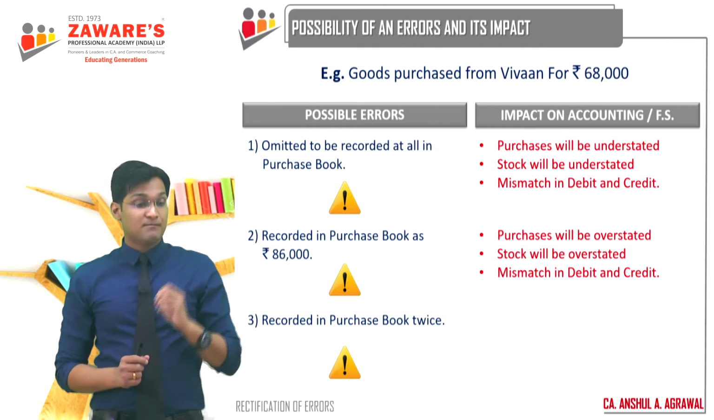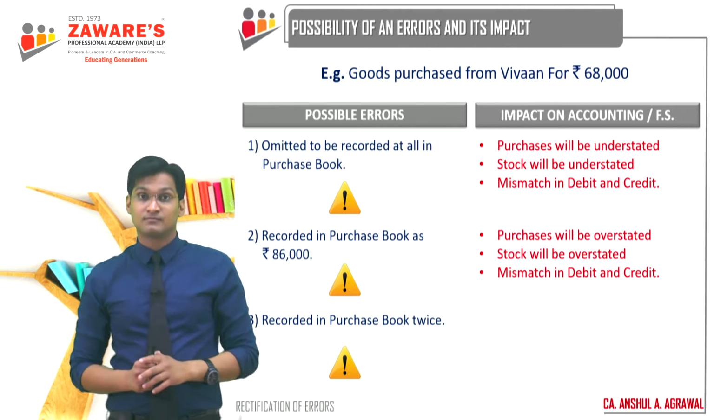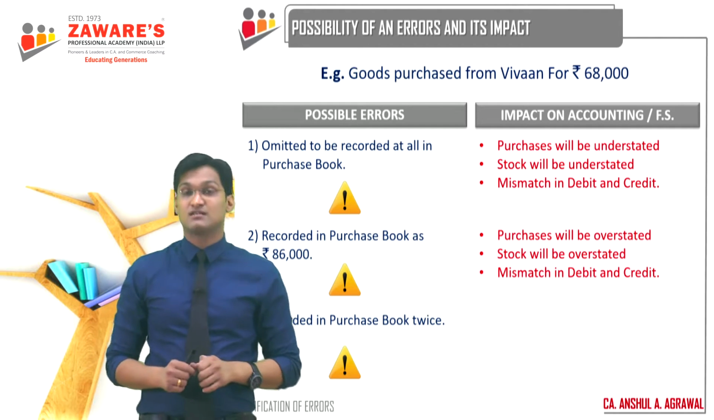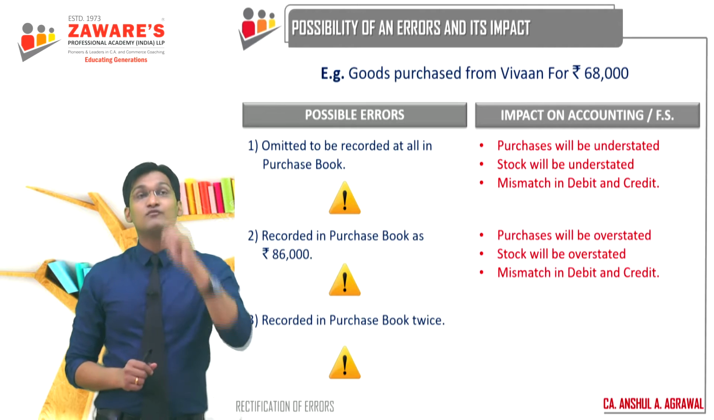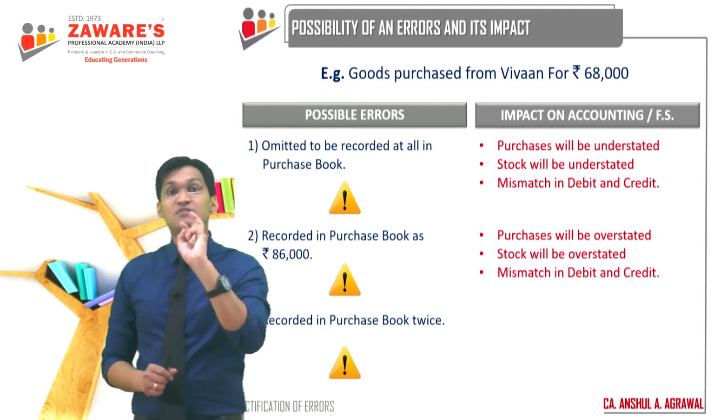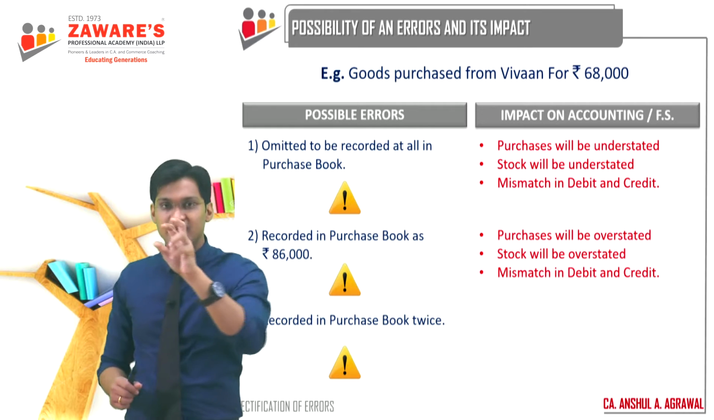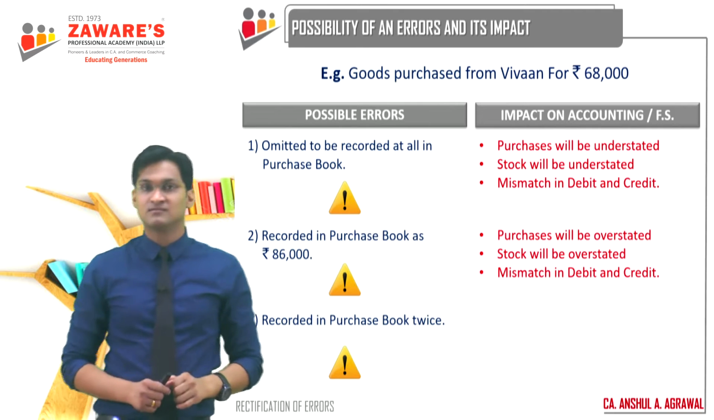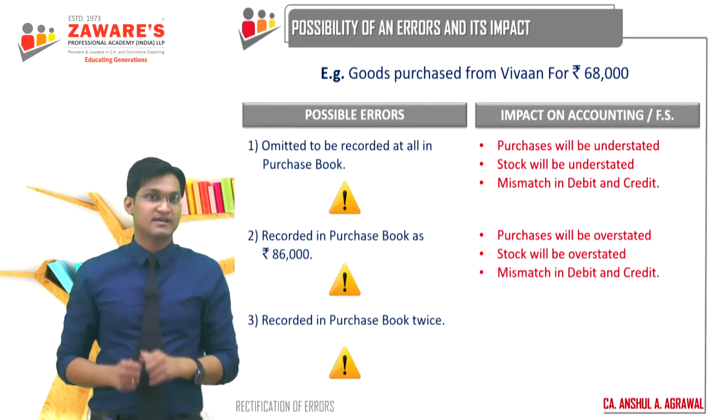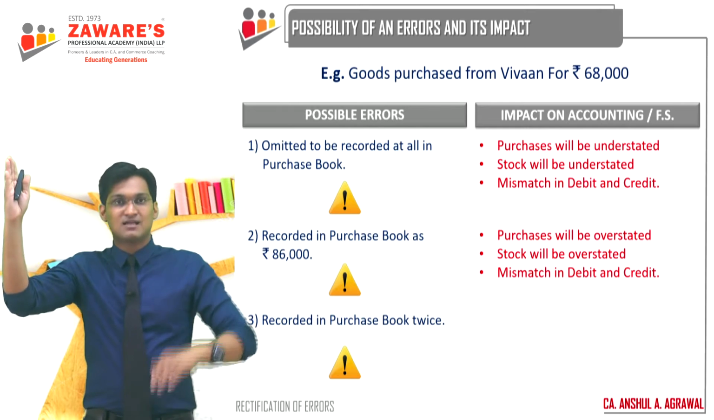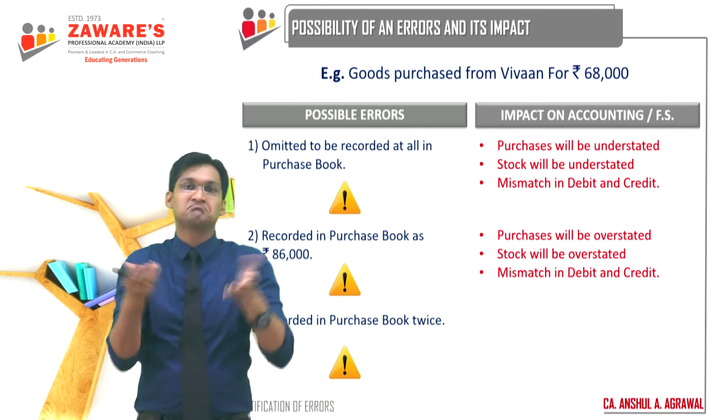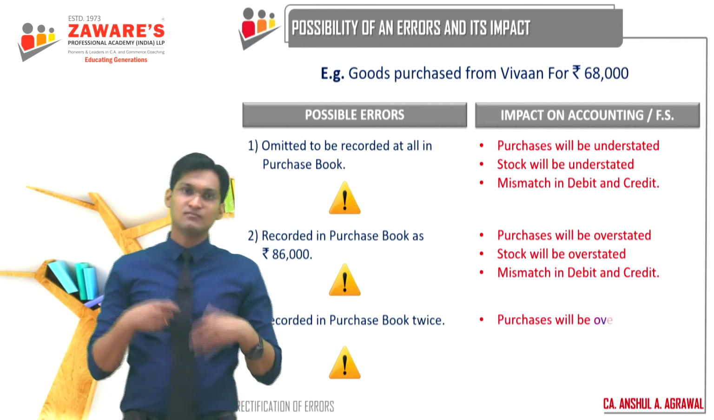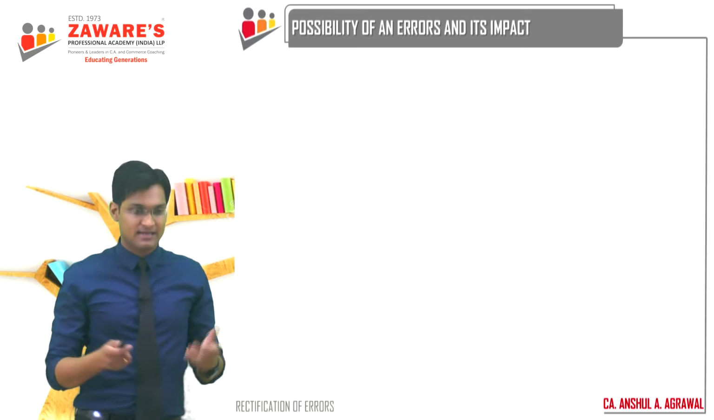What is the third possible error? It is recorded in purchase book twice. Means what? The correct transaction is goods purchased from Vivan for rupees 68,000. Understand? You recorded in purchase book this amount twice. That means 68,000 plus 68,000, 1,36,000. Again, if you see, your purchases are overstated, your stock will appear inflated, overstated. Debit 1,36,000, credit 68,000. There is mismatch in debit and credit. Correct? What are the other possible errors? Let us see.